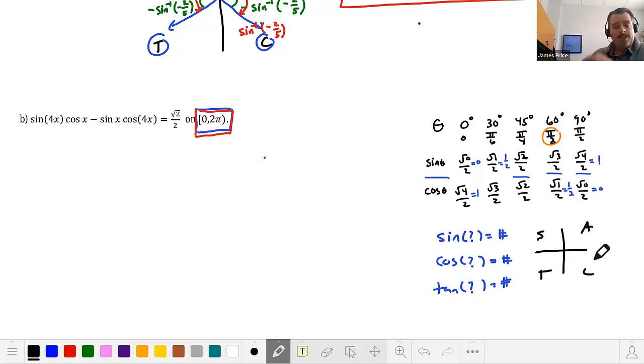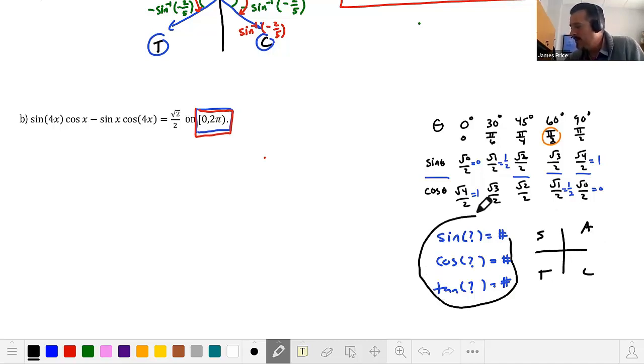So notice we're not in one of these three situations. Definitely not. But we're close to being in it, because this reminds me of one of those formulas. It reminds me of one of those sum and difference formulas. So notice the difference is sine cosine.